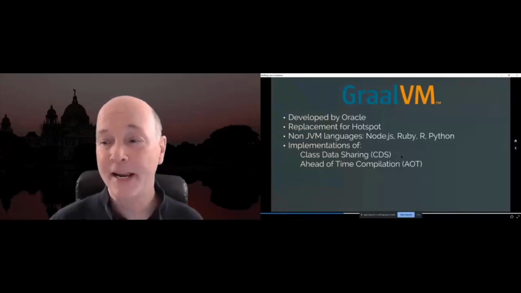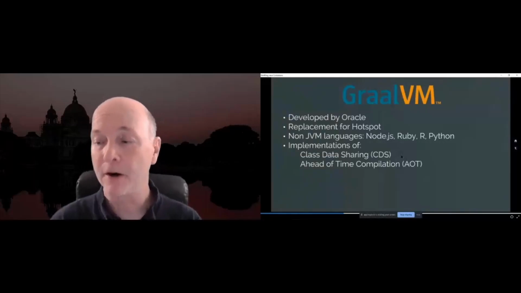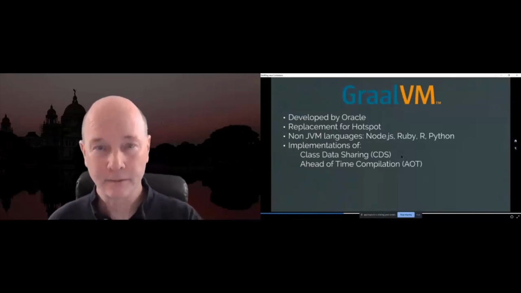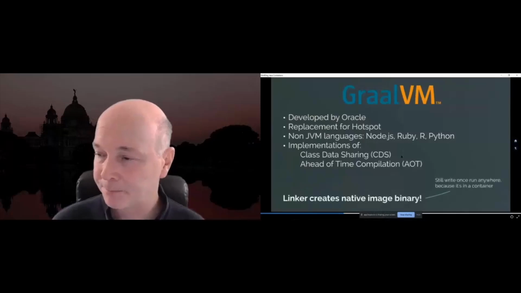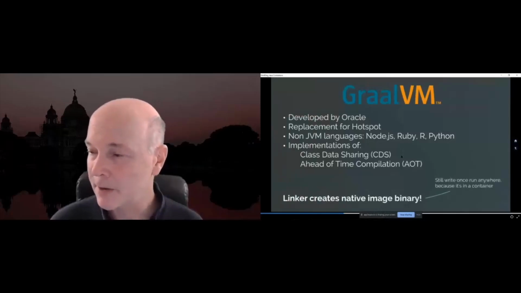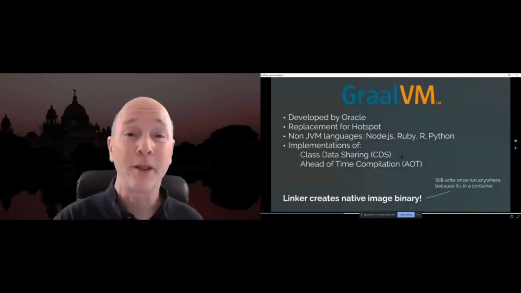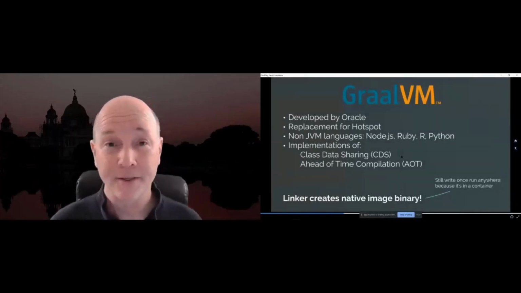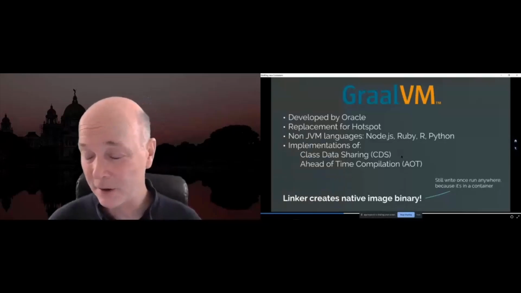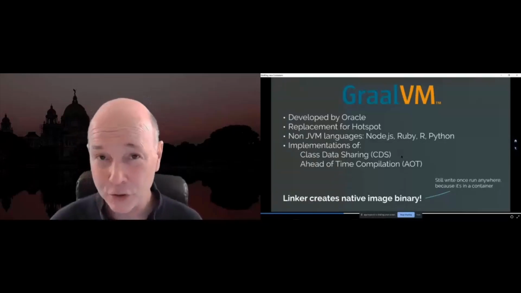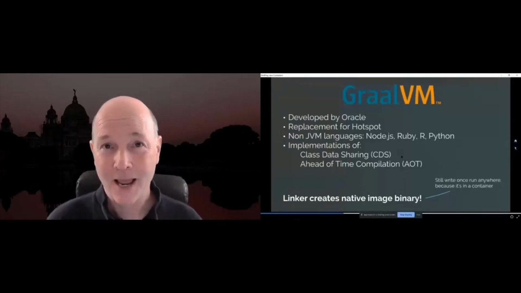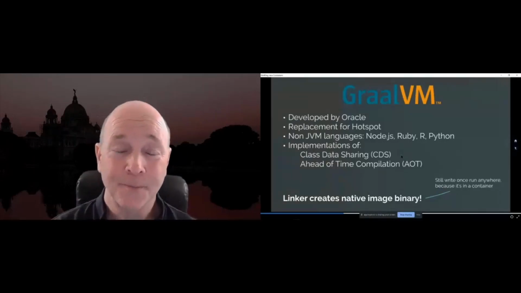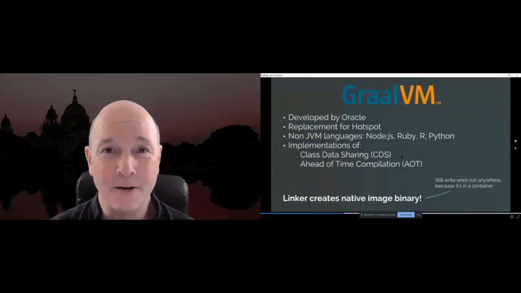So GraalVM is taking advantage of these. In fact, GraalVM is an implementer of CDS and AOT. That's why it's exciting. Helidon, Micronaut, and Quarkus are the three that take advantage of GraalVM. Now, the one I'm really interested in, which I'm going to show you in a few minutes, is the linker. There's this thing called native image, an executable that will take your application, and if it knows all the classes up front, it can compile a binary.